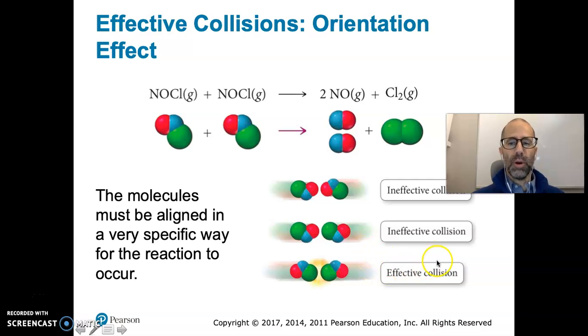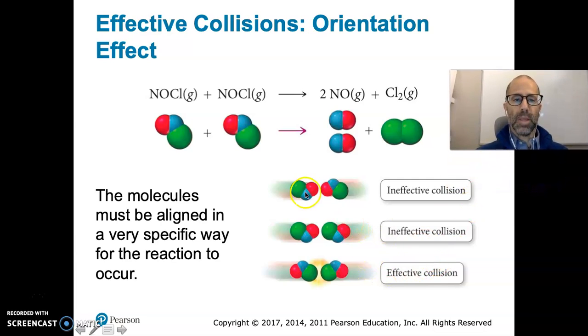So when we're talking about collisions, when we're talking about the orientation effect, this picture provides a way of seeing that clearly. Here we have two NOCl molecules, and these two NOCl molecules are supposed to react to form two NO molecules and one chlorine molecule. Well, the molecules have to align themselves to make and break the bonds, right? So in order to make chlorine, we need to form chlorine molecules, right?